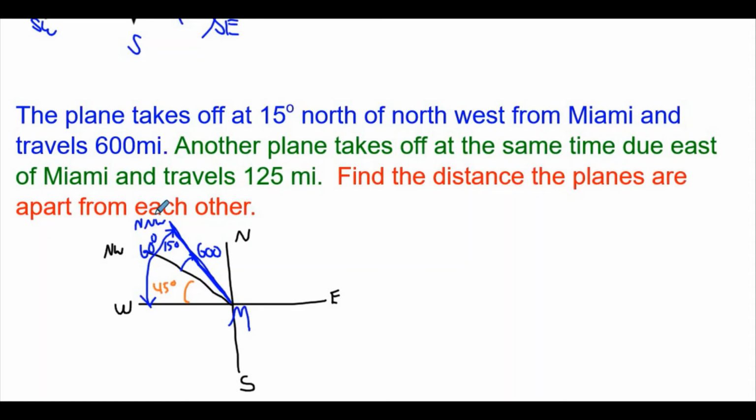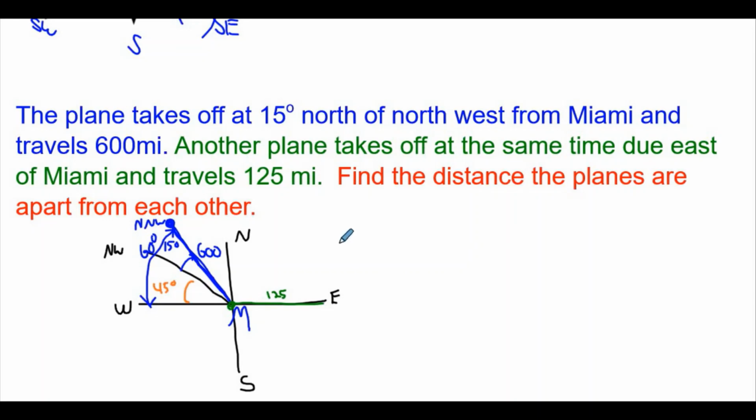So then the next sentence says, another plane takes off at the same time due east of Miami. Okay, so this one is actually starting back from Miami. So we're going back to Miami and we're going due east. Well, you can see on the compass that due east is just travel along this line. And it travels along this line for 125 miles. You can put the units in if you want, but we'll just do it at the end.